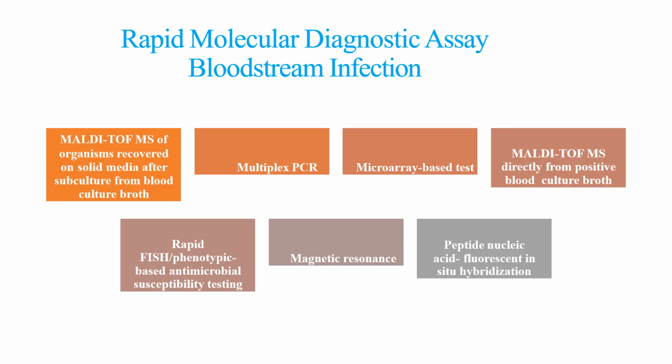Mass spectrometry of organisms grown on solid media after subculture from blood culture bottles is available. Then we have multiplex PCR, we have microarray testing also. Then we have rapid fluorescence in situ hybridization tests, we have magnetic resonance, and peptide nucleic acid fluorescence-based in situ hybridization are also available for the diagnosis of bloodstream infections.